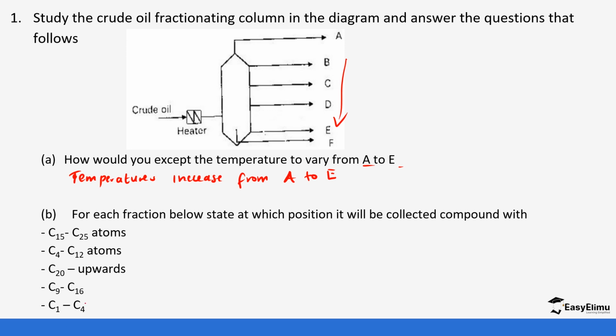So we have C1 to C4, this is going to be at A, and then followed by C4 to C12, which is going to be at B. And then we have C9 to C16, which is going to be C. And then we have C15 to C25, which is going to be D. And then we have C20, which is going to be E. We know F is going to be C25 and above. So that's the reason why it might not be in this list here. So that's how you answer that question.